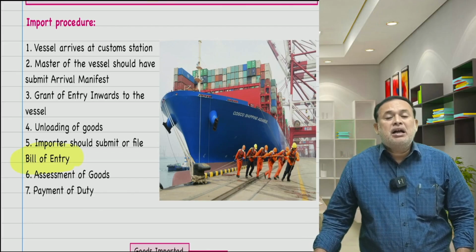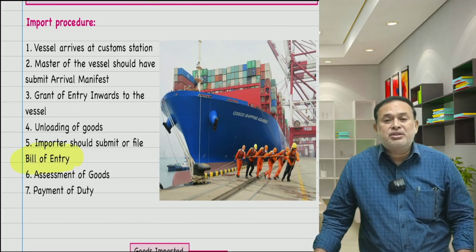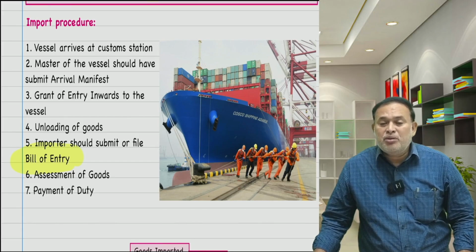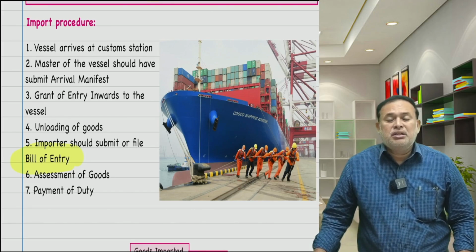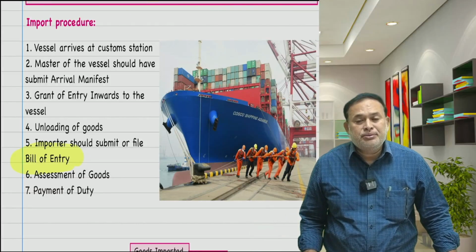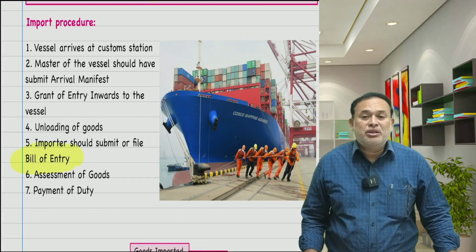In that case, at that moment, checking takes place. They check whether the same goods you imported, shown in the bill of entry, are available in the truck or not. Once they are satisfied, they will allow you to take away the goods. That is called the taxable event for imported goods.